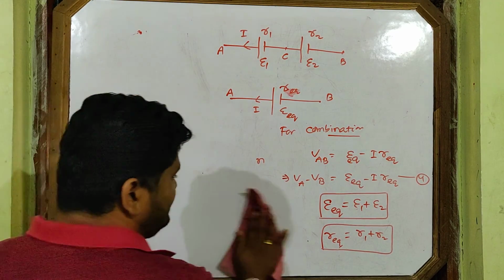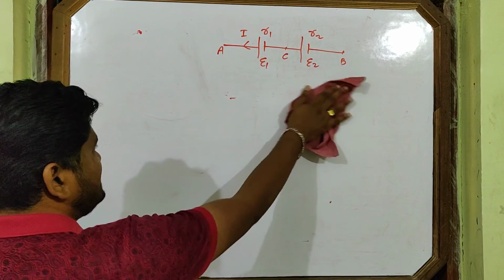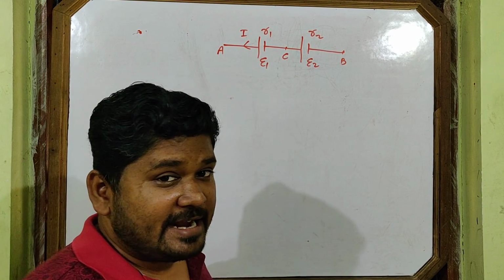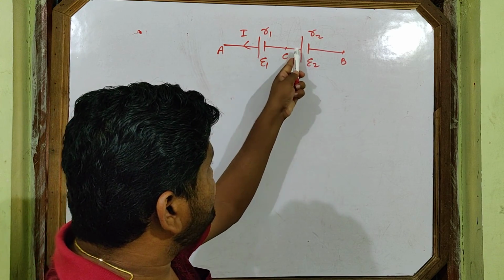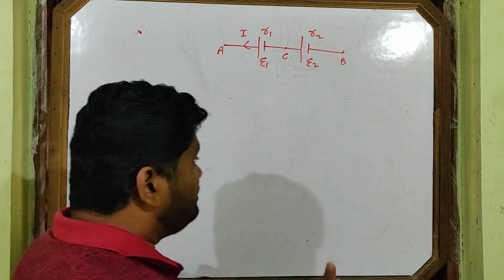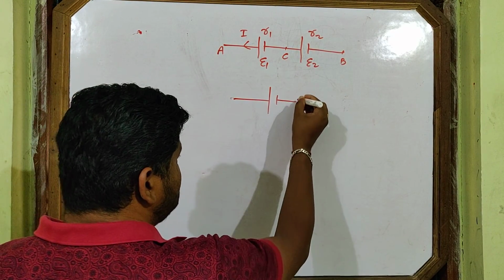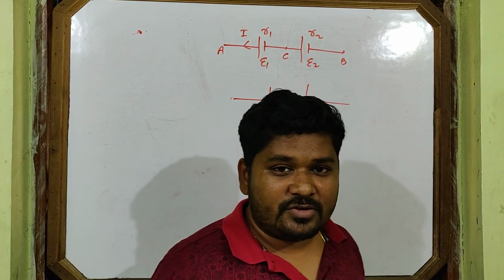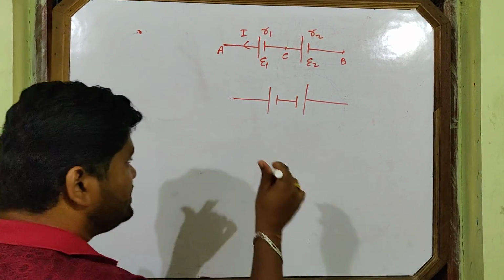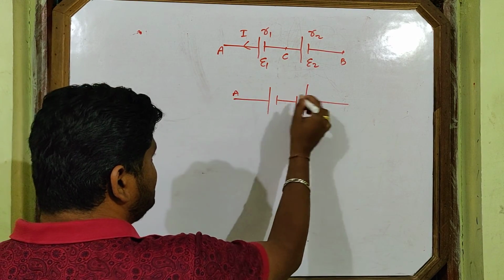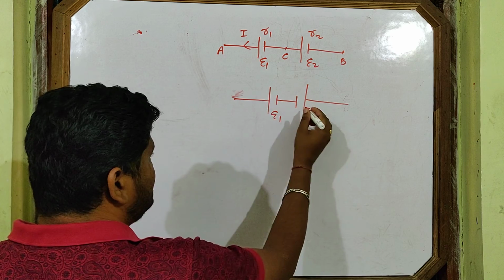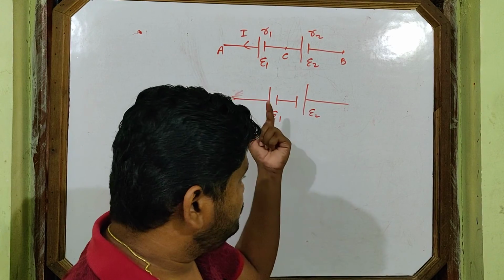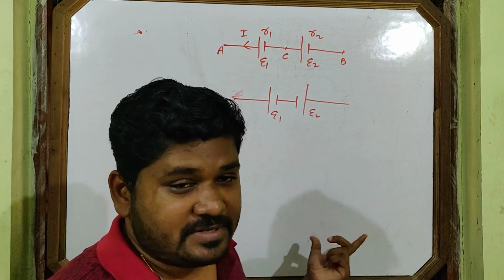But one important thing you remember: if the cells are connected wrongly. In the right connection, in series combination, plus and minus should be in order. But in a wrong connection, plus and minus are reversed. If you connect two cells like this, it is a wrong connection. This is E1 and this is E2. If this type of situation happens, then what will we do? We will not do the derivation again, but you can try. You can do the derivation again, no problem.